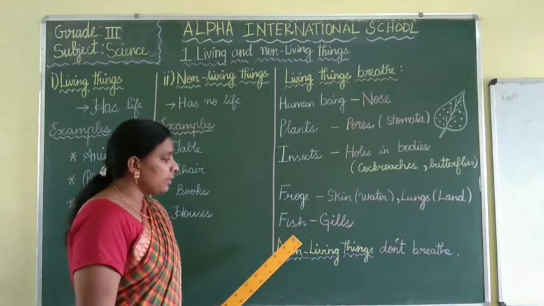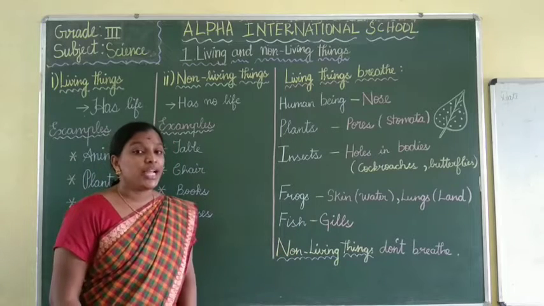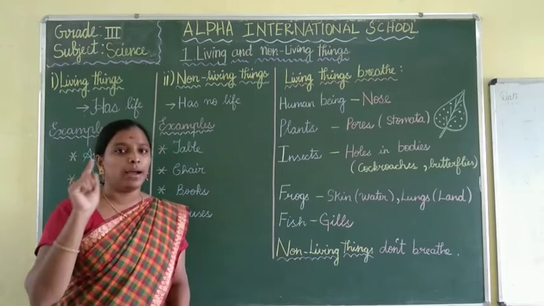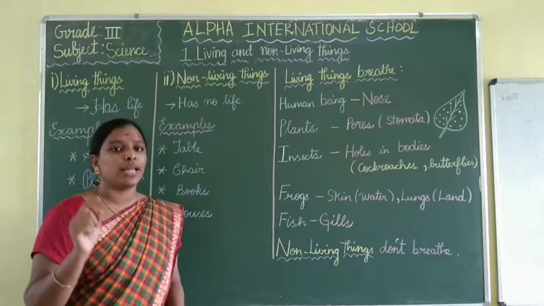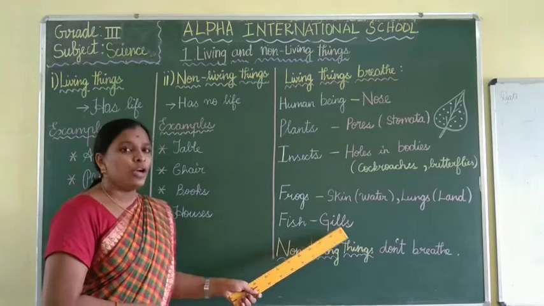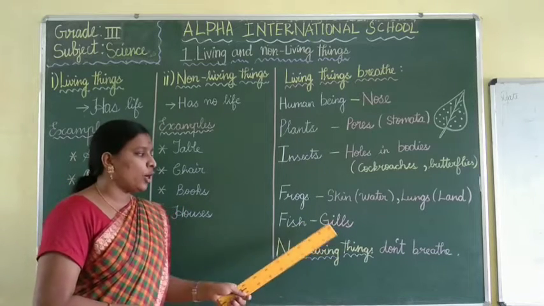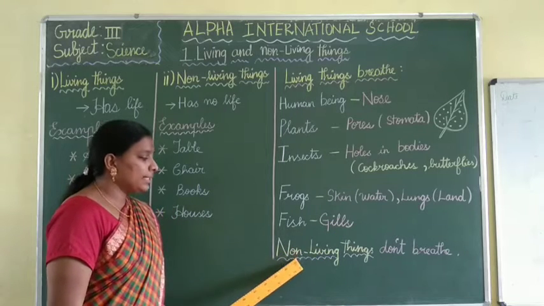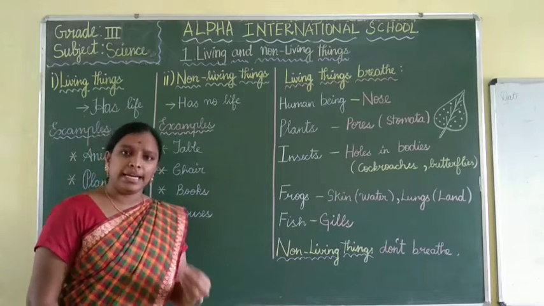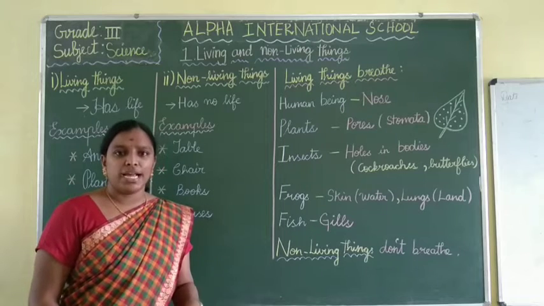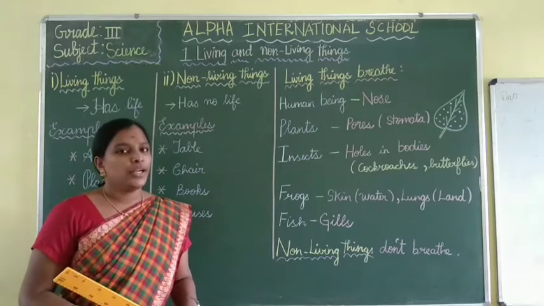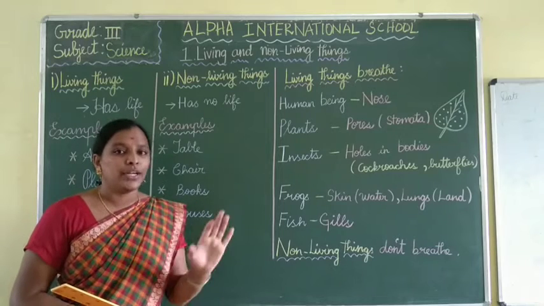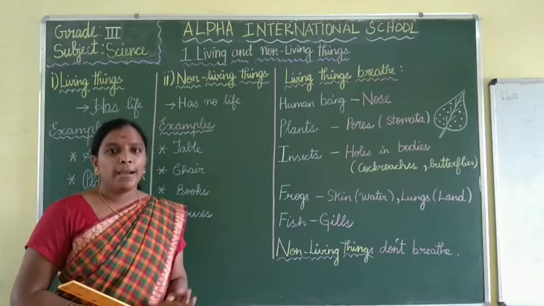Okay. Then come to fish. Fish breathe by gills. They have gills at the side of the eye. So by using the gills only, fish can breathe. Then how do non-living things breathe? Can a table, chair or scale breathe? No. So all the non-living things will not breathe.